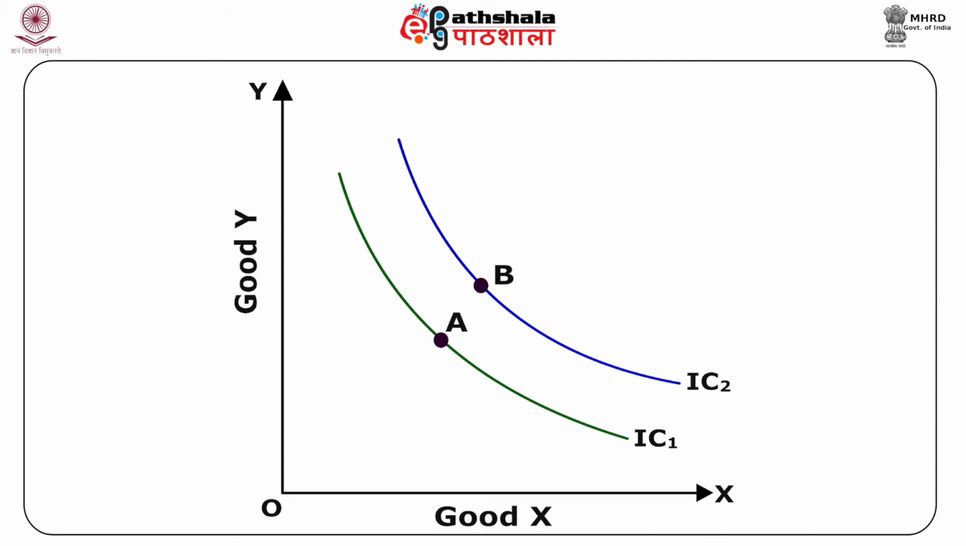Now, using the transitivity assumption, it can be said that the consumer will prefer any combination on IC2 to any combination on IC1. We therefore conclude that a higher indifference curve represents a higher level of satisfaction. Now you can see figure 10.